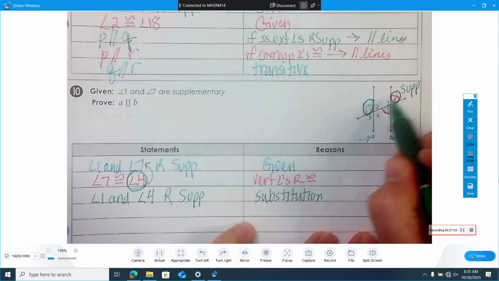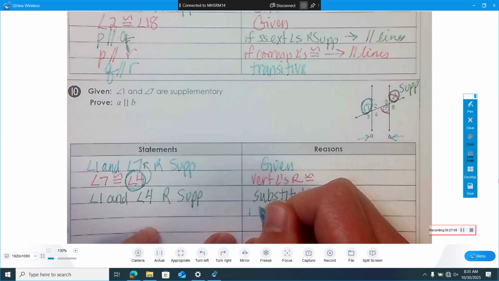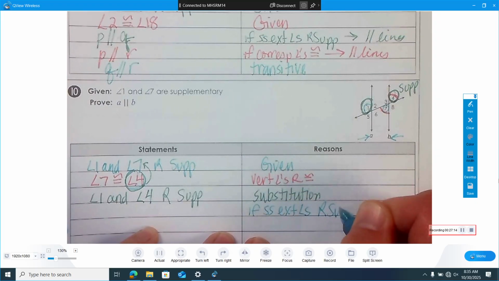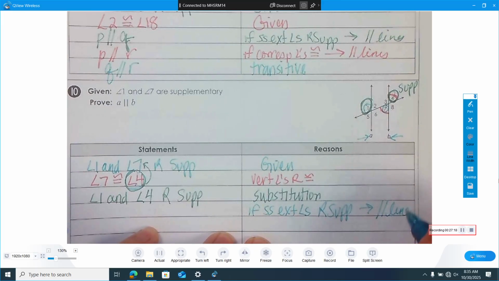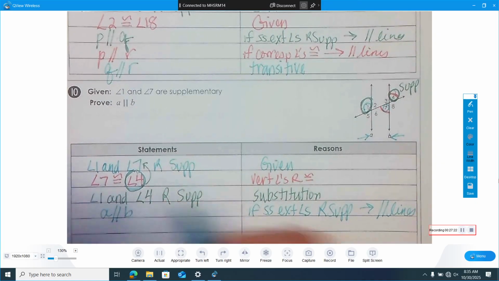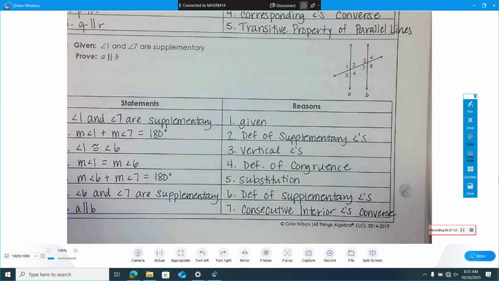What kind of angles are angle 1 and angle 4? Same side exterior. So if same side exterior angles are supplementary, what do we get? Parallel lines. All right, which lines are parallel? A is parallel to B. All right, we're done, yeah. We did it much faster than she did it.